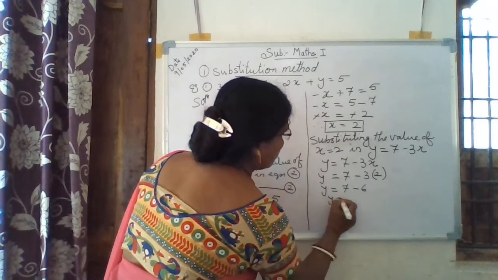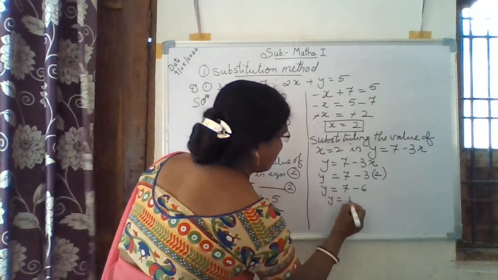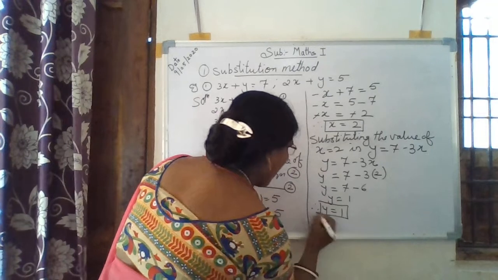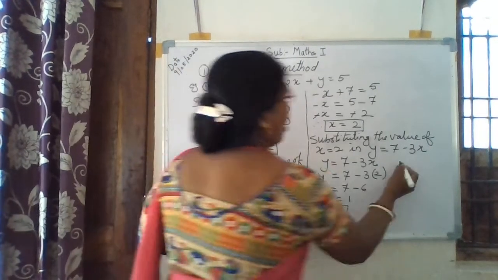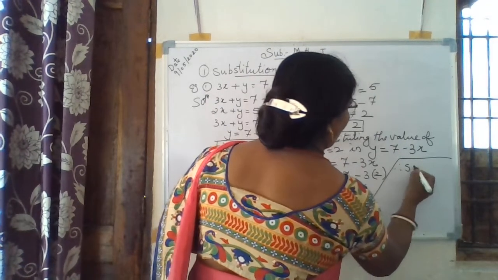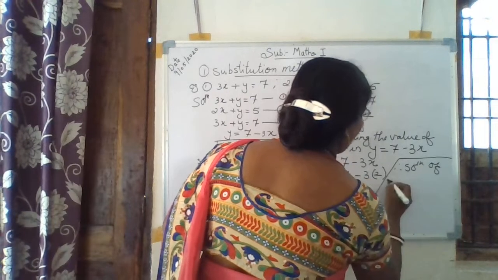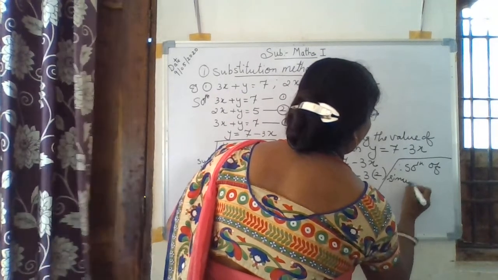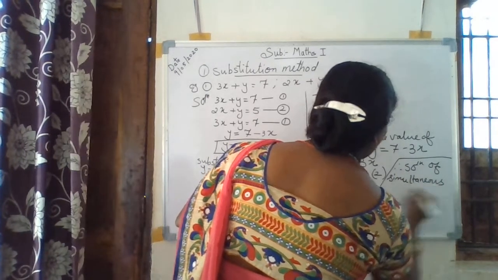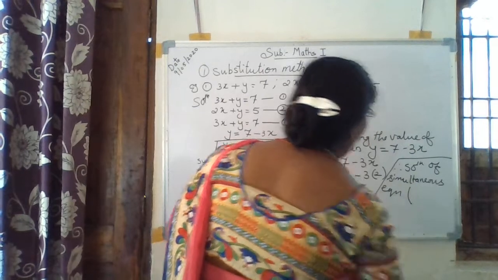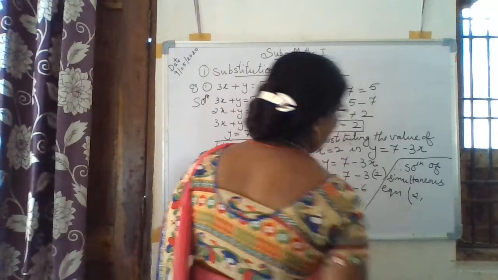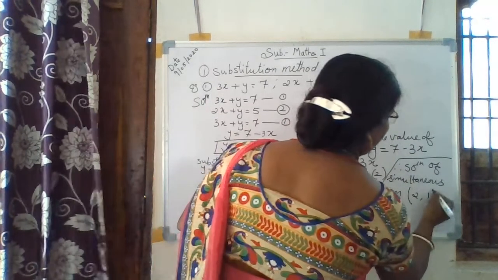So, y is equal to what? 7 minus 6 is 1. Therefore, the y value we have got is 1. So, therefore now last, that is the solution of the simultaneous equations. Therefore, the solution of the simultaneous equations is, you have to put it in the bracket in this manner, that is x value will come first and y value will come second.